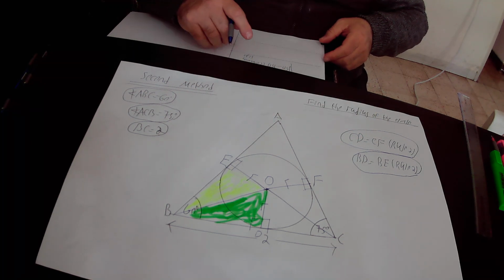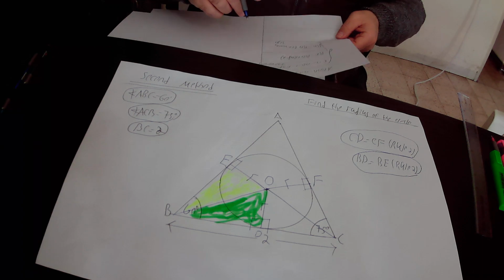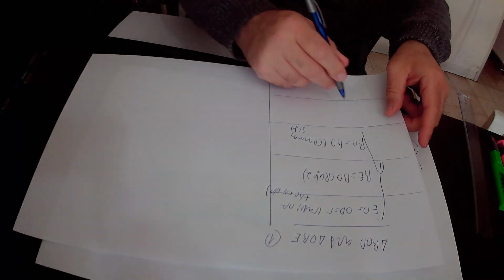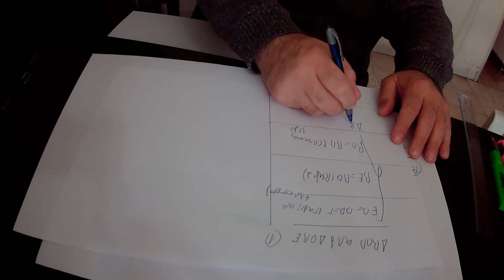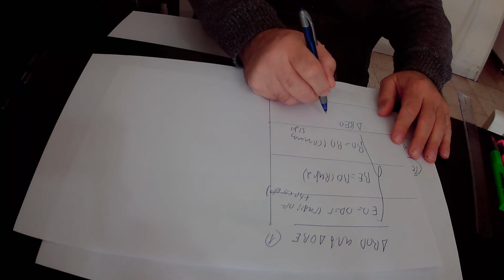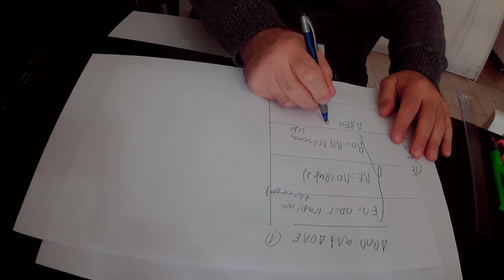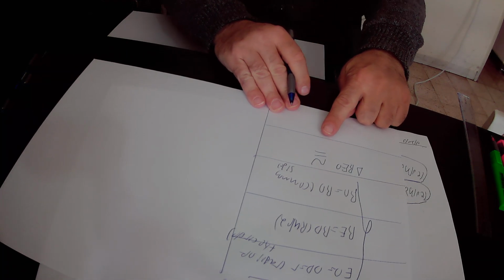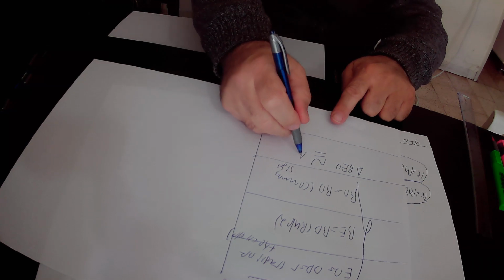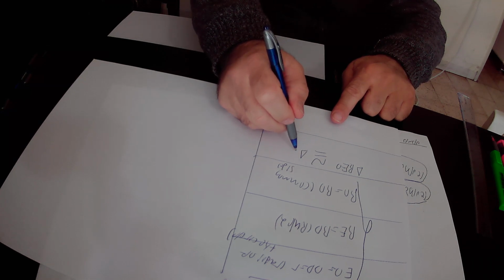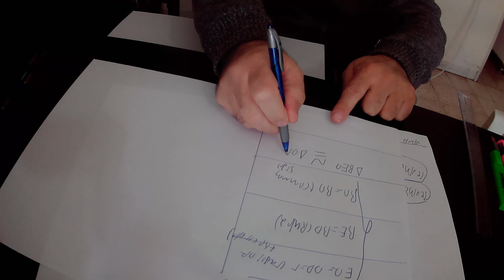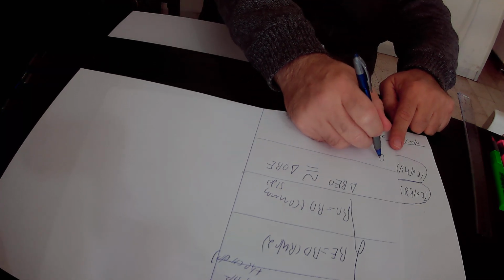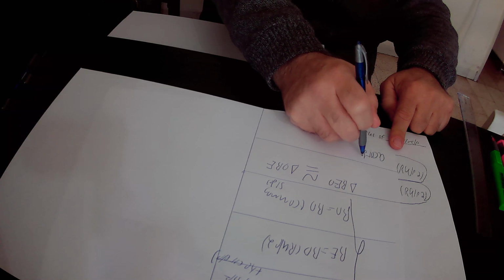So I write it down. I actually proved that the yellow triangle BEO is congruent, this is the sign of congruent, to the green triangle OBD, and they are congruent to each other according to the side rule.